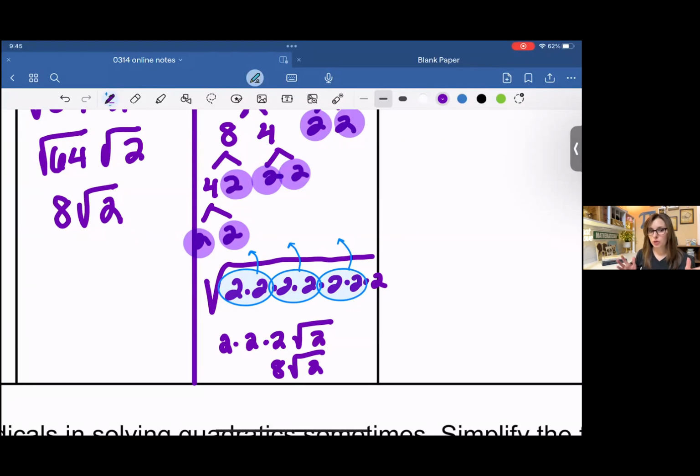We're not adding, we're multiplying. 2 times 2 is 4, times 2 is 8. So we still get 8 root 2. So lots of areas where you could trip up on this one. That's why I wanted to put it on there, but that's how you would do that one.